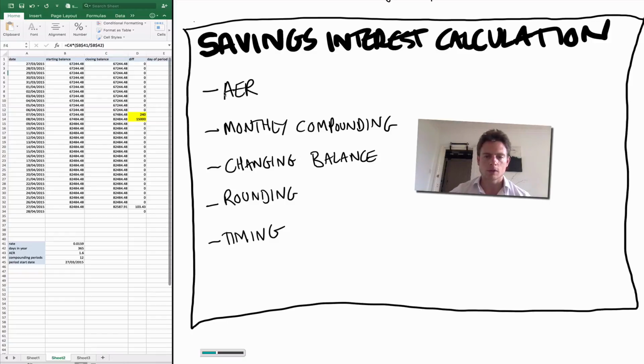I'm also going to introduce the concept of AER. We're going to touch on monthly compounding, which we talked about the first time, because the account that I'm talking about is a monthly compounding account, which means that the interest is paid once a month on the 27th of the month.